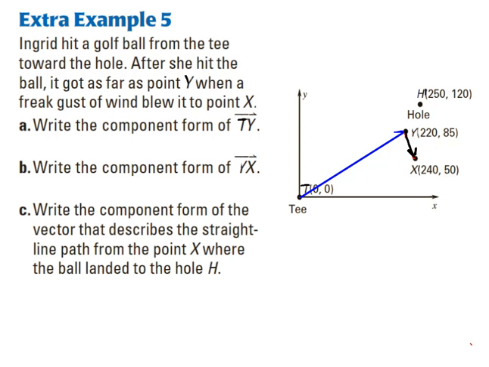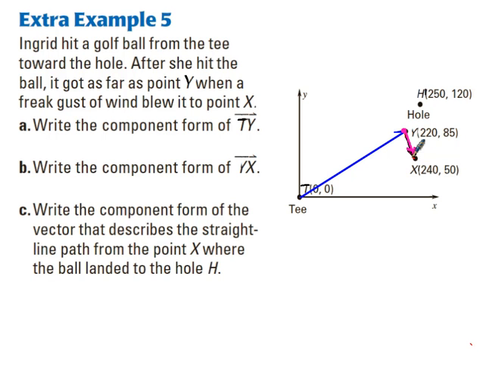Ingrid hit a golf ball from the tee towards the hole. After she hit the ball, it got as far as point Y. So it got to here, point Y. When a freak gust of wind blew it to the point X. Mr. Waterman, oh, I'm sure this happens to him when he plays golf, blew it to point X. Write the component form for TY.